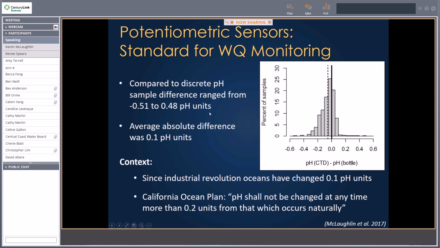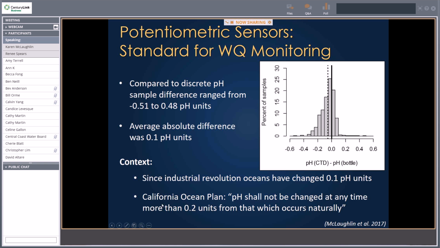Pretty bad. The range is over 1 pH unit. The average absolute difference is about 0.1 pH units. And for context, since the Industrial Revolution, the deep oceans have changed by 0.1 pH units. So that is the entire ocean change. Remember, pH is a logarithmic scale, so that's a 30% increase in acidity.